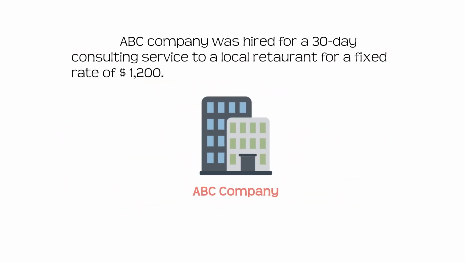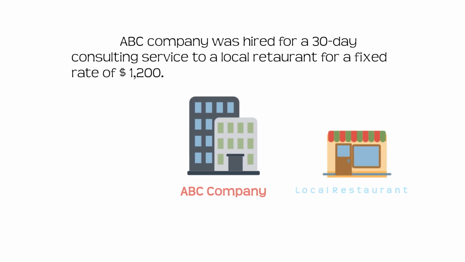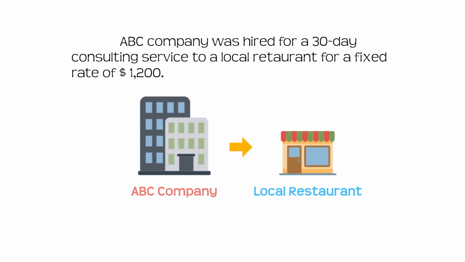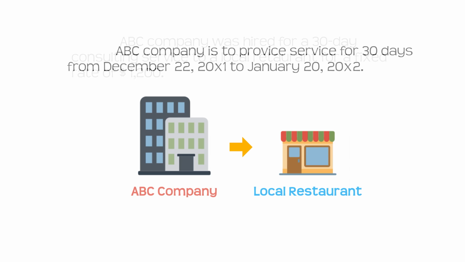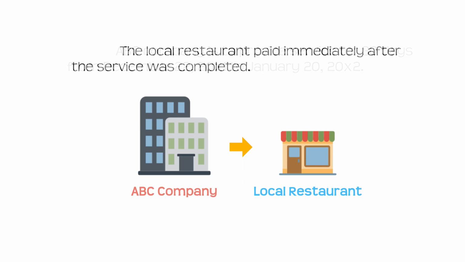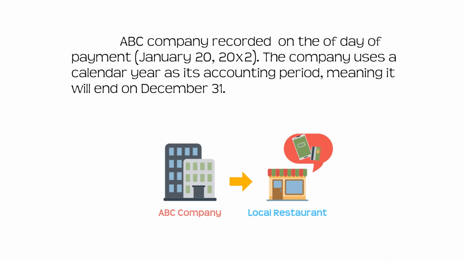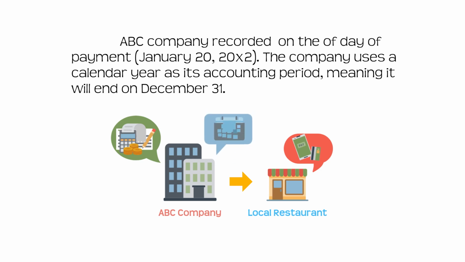ABC Company was hired for a 30-day consulting service to a local restaurant for a fixed rate of $1,200. ABC Company is to provide services for 30 days from December 22, 20X1 to January 20, 20X2. The local restaurant paid immediately after the service was completed. ABC recorded revenues on the day of payment, January 20, 20X2. The company uses the calendar year as its accounting period, meaning it will end on December 31.